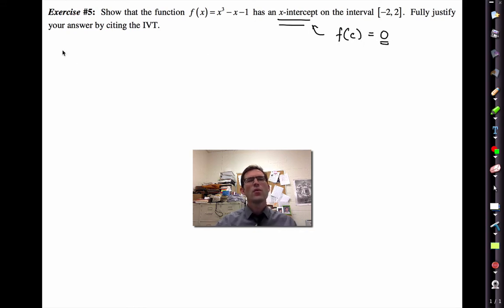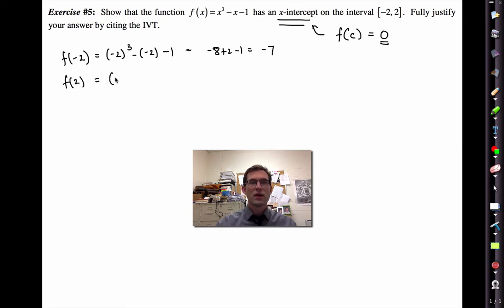All right, well, let's just play around for something. Let's figure out what f of -2 is. That'll be -2 cubed minus -2 minus 1. That'll be negative 8 plus 2 minus 1 gives me negative 7. Let's figure out what f of 2 is. Well, that's 2 cubed minus 2 minus 1, which gives me 8 minus 2 minus 1, which gives me 5.